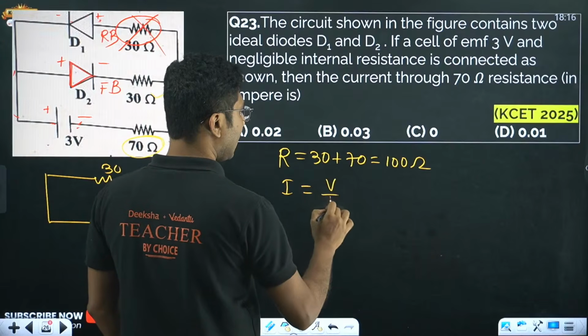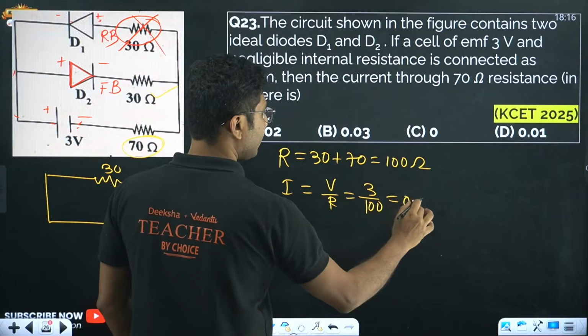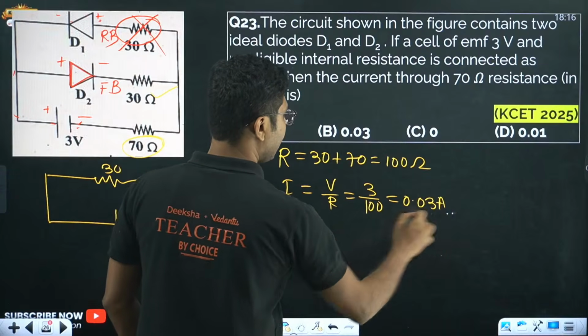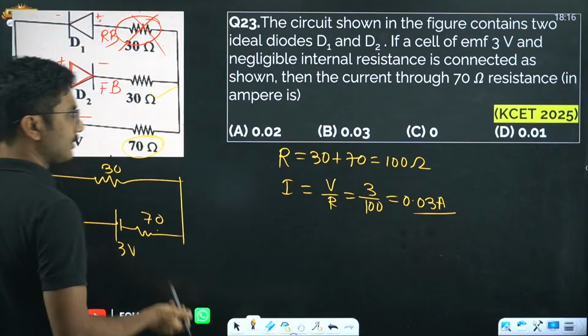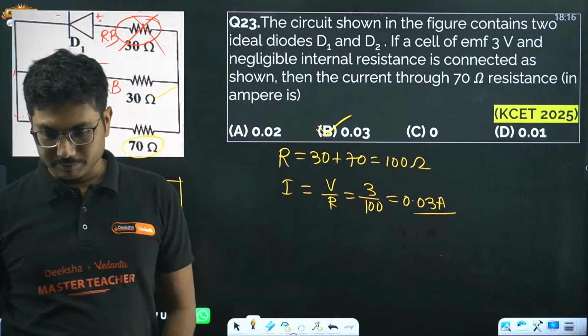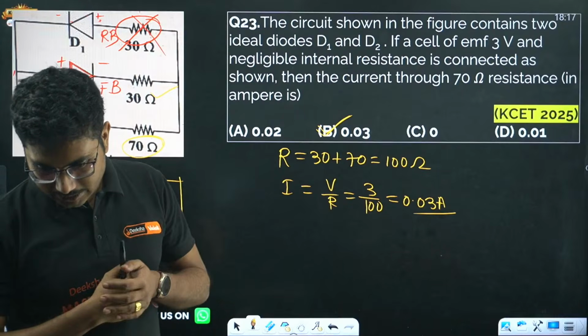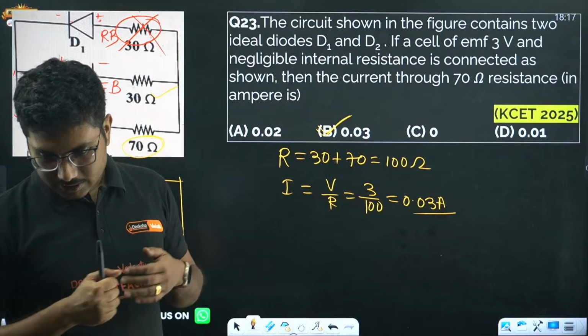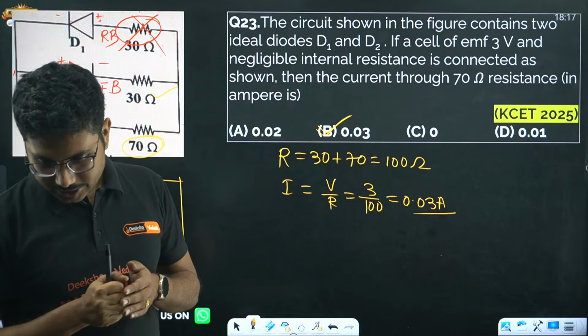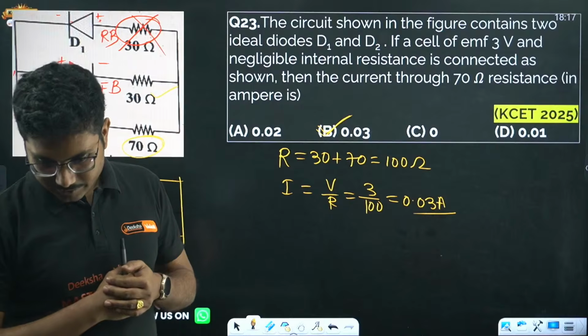Current is V by R, that is 3 by 100, that is 0.03 ampere. Same current will pass through this one and this one as well. So 0.03 ampere is the correct answer. Yes, B is correct. Chetana, Malik, Nayak, Chetan, Stravya, Chandana, everyone is correct.